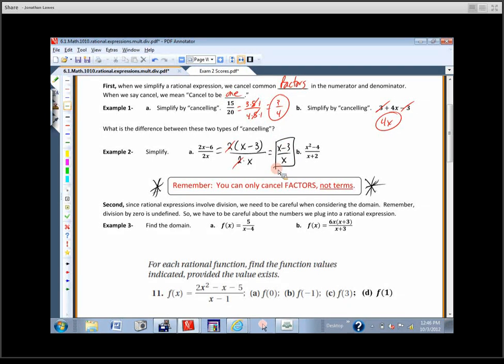Okay. All right. Well, let's see what married couples we can come up with here. You cannot cancel the x with the x squared, and you can't cancel the 2 with the 4. I'll let you say it because they're married right now. Let's see if we can come up with a different marriage here. Let's factor these. So this is a difference of squares that factors to x minus 2 and x plus 2. And the bottom is an x plus 2.